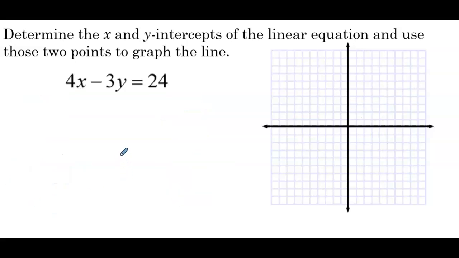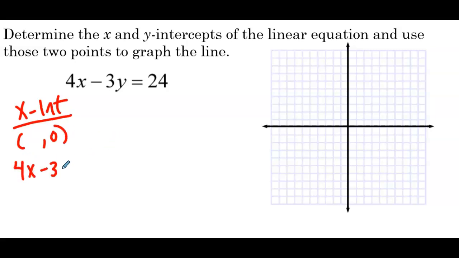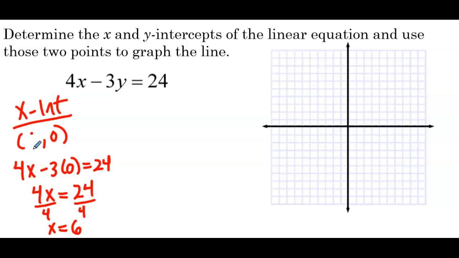Our next example, 4x minus 3y equals 24. So we'll start with the x-intercept. That's a point whose y-coordinate is 0. So 4x minus 3 times 0 equals 24. We substitute 0 in for y. Now simplify. 3 times 0 is 0, so we have 4x on the left side equals 24. Divide both sides by 4. X equals 6. So we have the point (6, 0).